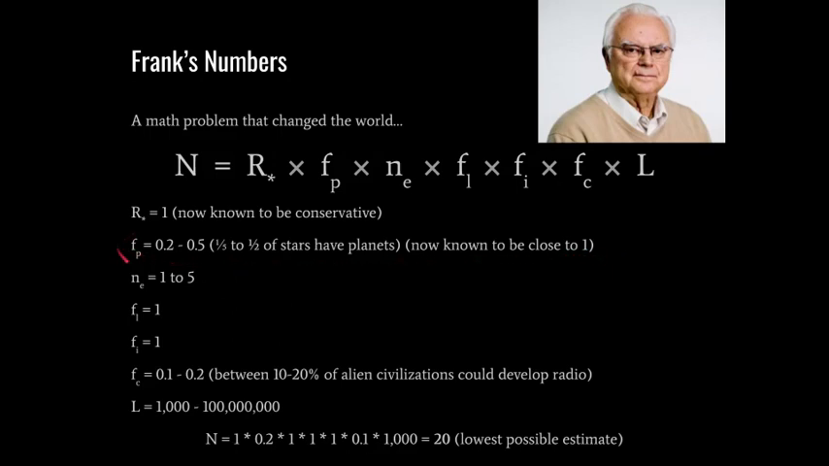So for this f sub p, we now know it to be close to one, but back in his day, this was his estimate, so let's stick with his numbers for now. It still gives some pretty shocking results, even knowing that modern estimates would be even higher. So he had a lowball estimate. He thought maybe fewer planets than we now know.